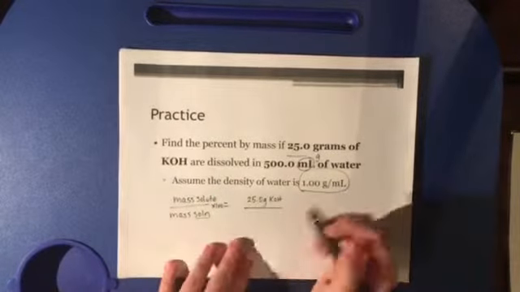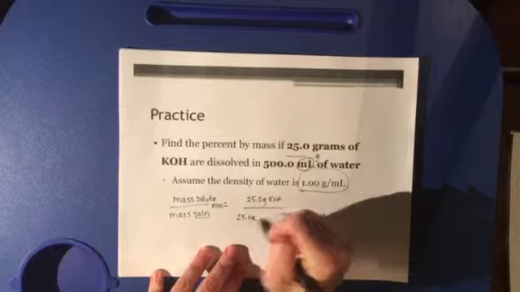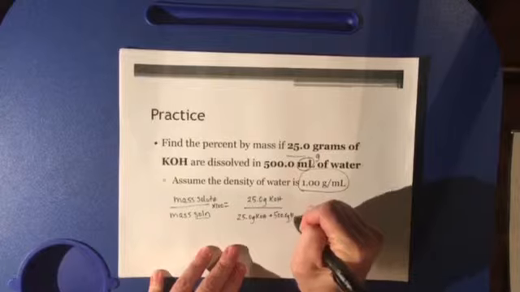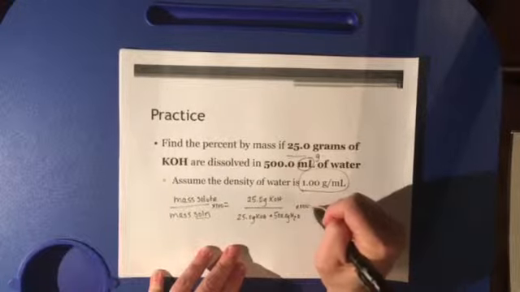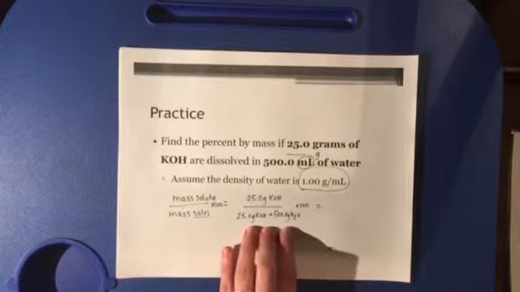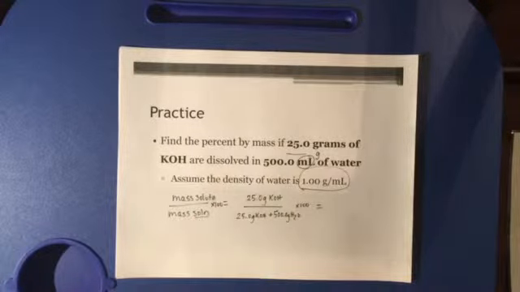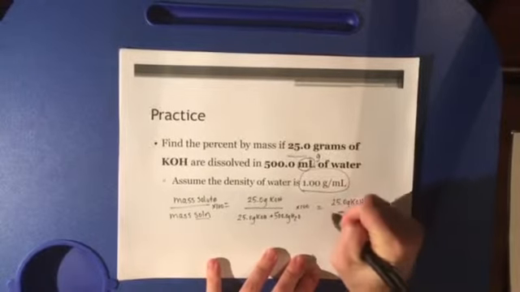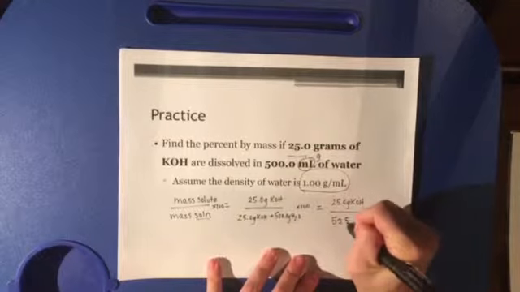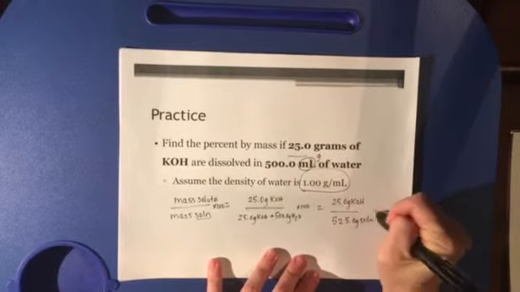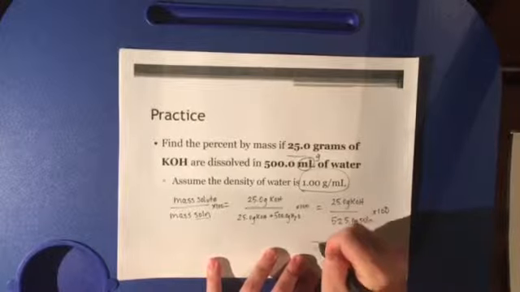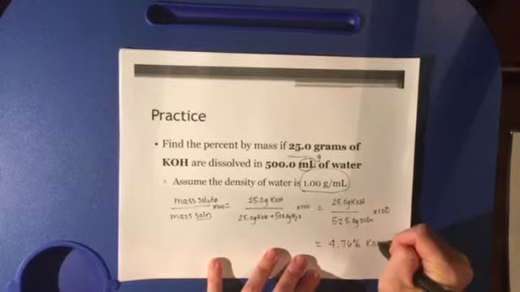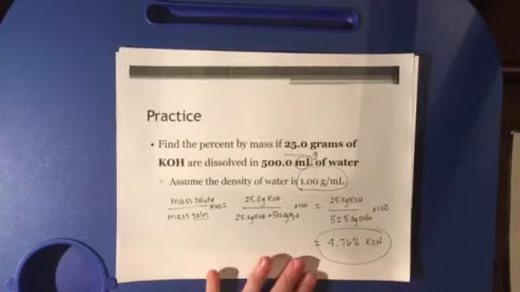And then on the bottom, I'm going to put the solute plus the solvent, 500 grams of H2O, because it's a total solution, not just the solvent. So you want to add those together. So you get 25.0 grams KOH over 525.0 grams of the solution times 100. You should get 4.76% KOH. And that is percent by mass.